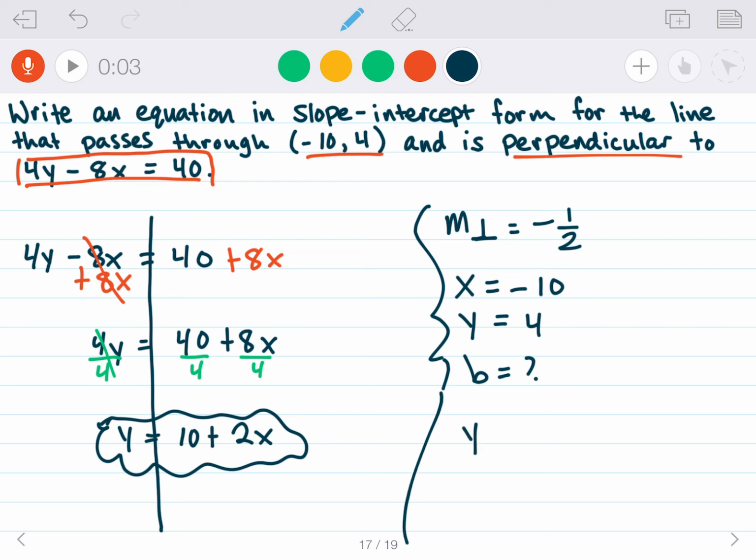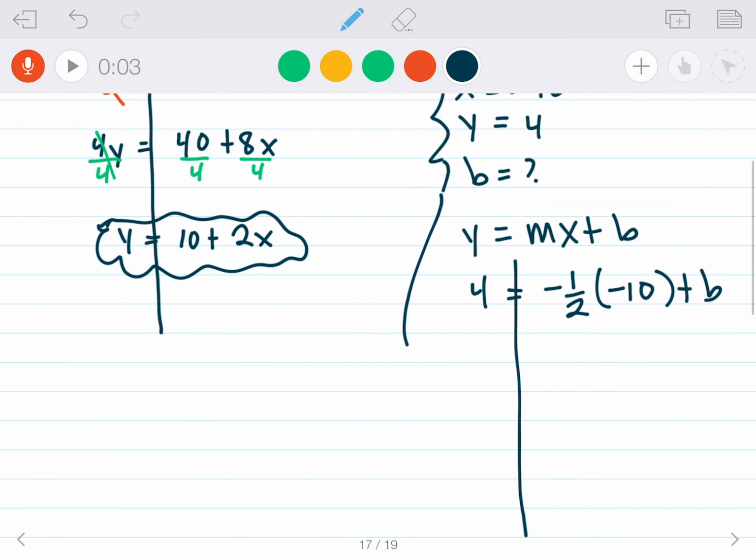So we have y equals m times x plus b. So y is equal to m, negative 1/2, times x, which is negative 10, plus b. And let's go ahead and solve for b. So over here, negative 1/2 times negative 10 is 10 over 2, which is 5. So this is 5 plus b equals 4. And I'm going to subtract 5 from both sides to give me b equals negative 1.